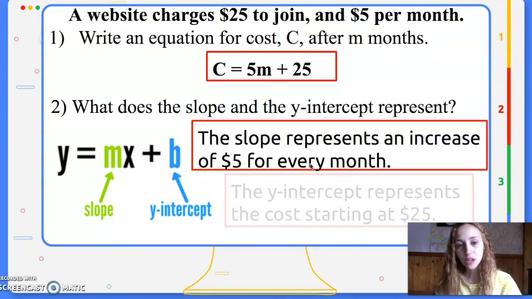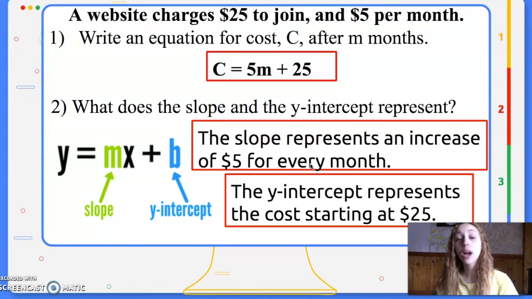Let's take a look at the 25. That is our y-intercept. The y-intercept represents the cost starting at $25. So after 0 months, you still pay $25.